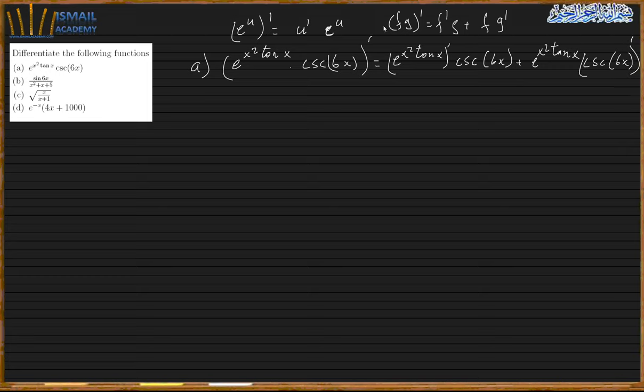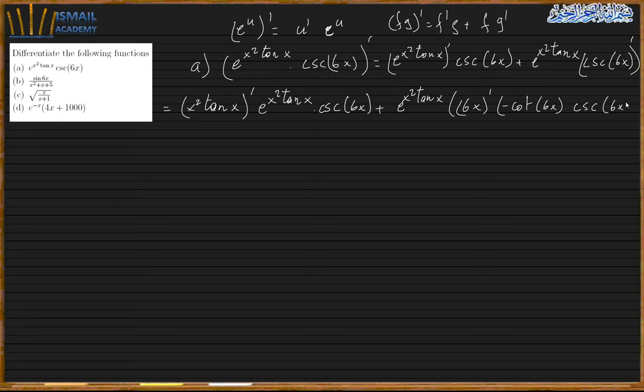So I'm going to apply the exponential rule for the derivative. This is going to be x squared tangent x prime times e to the x squared tangent x times cosecant 6x plus e to the x squared tangent x times the derivative of cosecant. This is a chain rule, so it's going to be 6x prime, and the derivative of cosecant is negative cotangent cosecant, so it's going to be negative cotangent 6x cosecant 6x.